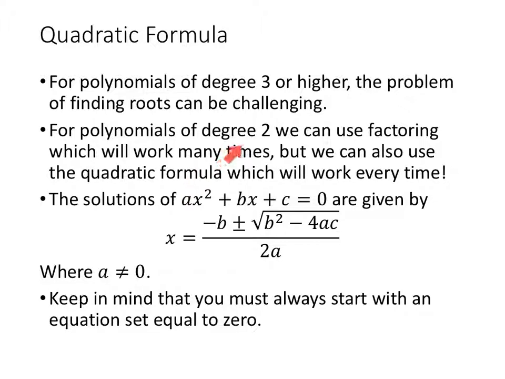For polynomials of degree 2, for quadratic equations, we can use factoring, which will work many times, but the quadratic formula works every time. Get your quadratic equation equal to 0, write in decreasing order, so ax squared plus bx plus c, x squared and then x and then constant terms. And then the quadratic formula, as long as a is not 0, will give you the roots of the polynomial equation. Keep in mind you must always start with 0 and that you have your a, b, and c in the correct order before you start just randomly plugging into the quadratic formula.